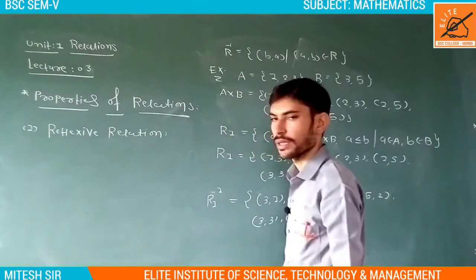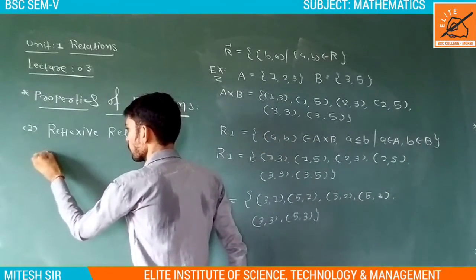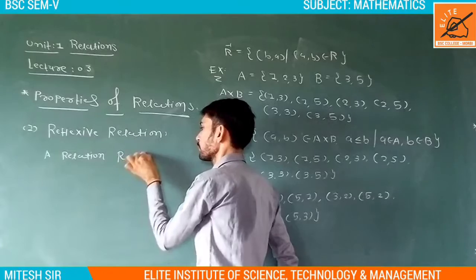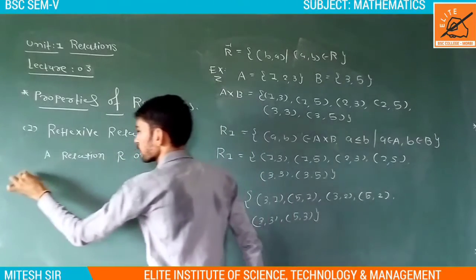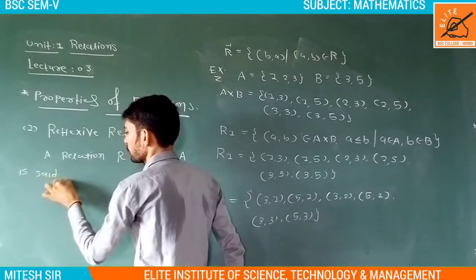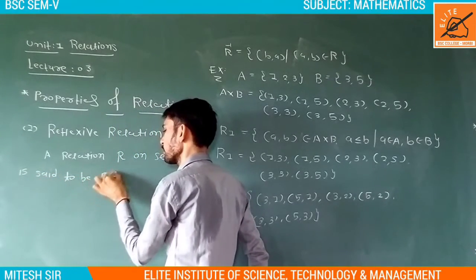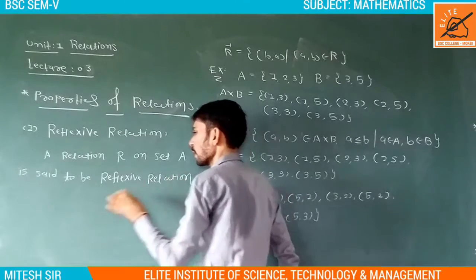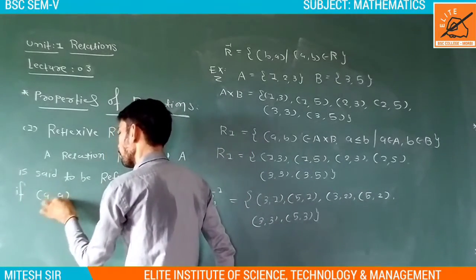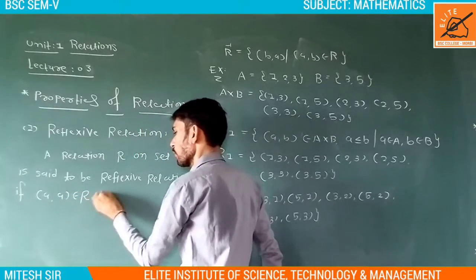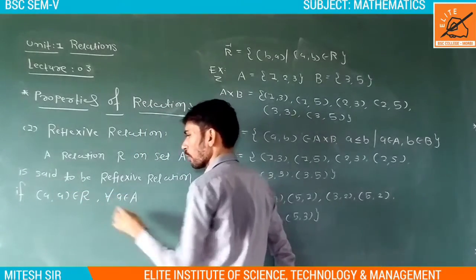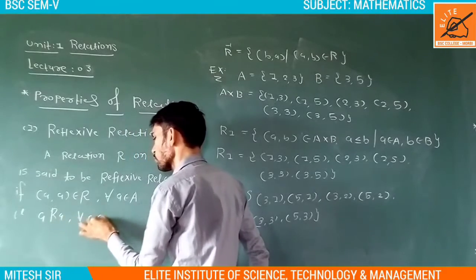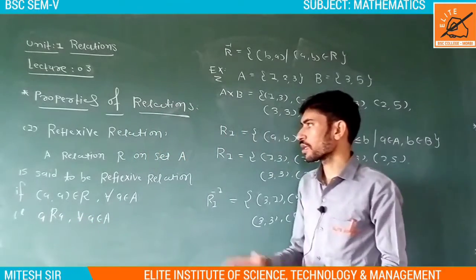So first of all here we give the definition. A relation R on set A is said to be a reflexive relation if the ordered pair (A, A) belongs to relation R for every A belongs to A, or in other words, A is related to A for every A belongs to A. So this is the definition of the reflexive relation.